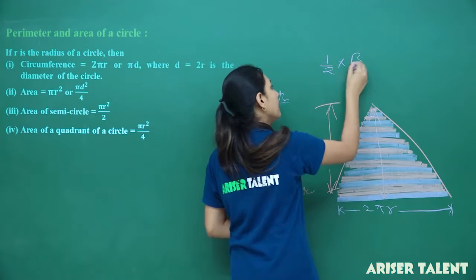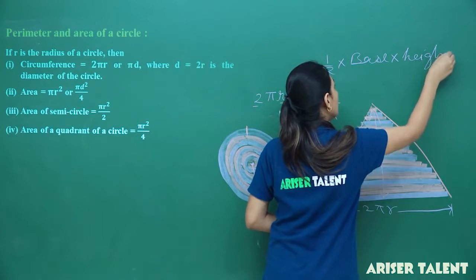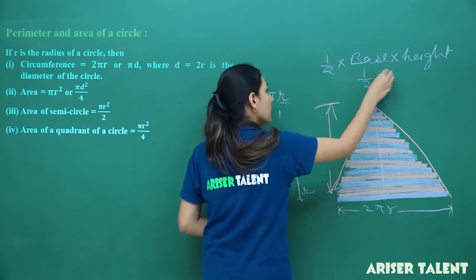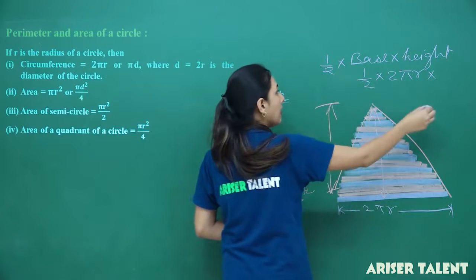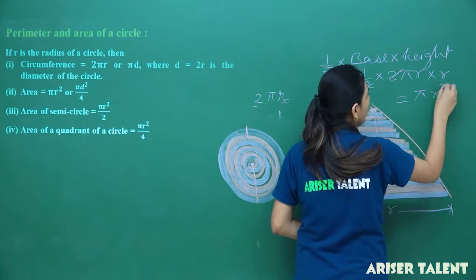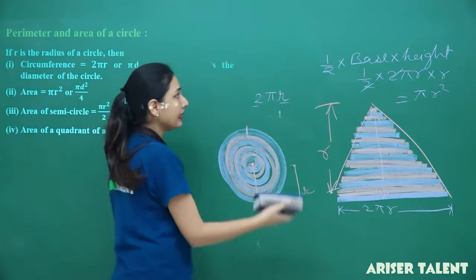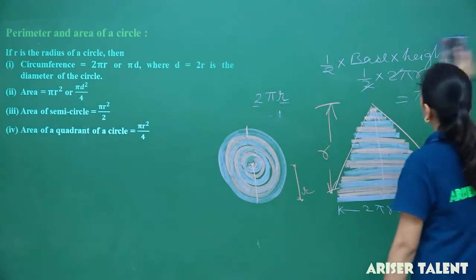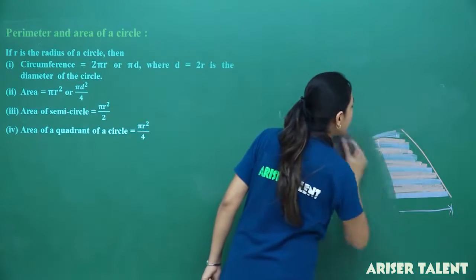So this triangle with R height, if you calculate the area of a triangle, that will be half into base into height. Now the base is 2 pi r and the height is r. So this 2 will cancel out and that will be pi r square. Isn't it students? So the area will be like this, note it. This is about the area in terms of radius.